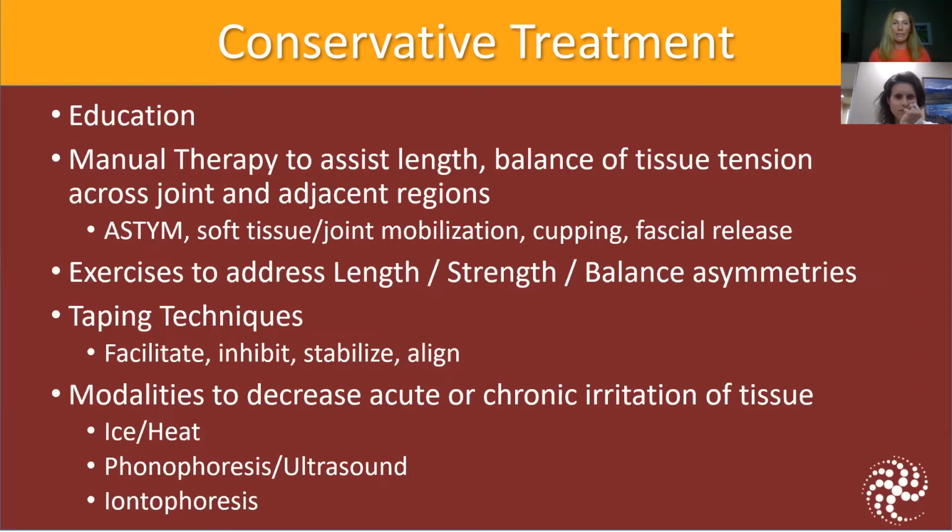So looking with using our hands, using instruments, A-stem tools are commonly used in practices, cups to release some of the tightness. Guiding exercises to address length and strength issues or limitations, as well as balance. We'll use taping to facilitate, so that would be the kinesio tape that we commonly see on athletes, especially this time of year with the Olympics. Sometimes we'll use other type of tape that is more restrictive and keeps the patella from moving excessively in a certain plane. And then there's braces that can be purchased that are helpful as well.